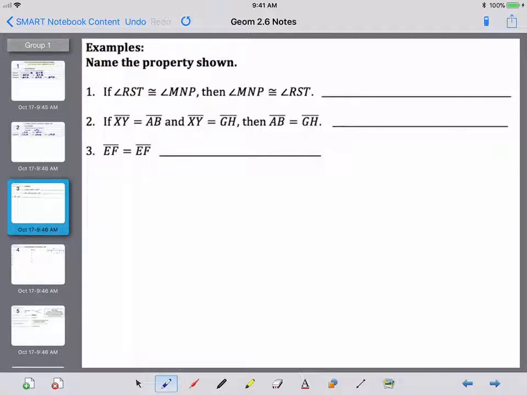All right, so hopefully you gave that a shot and you found that the first property was the symmetric property. The second was the transitive property. And the third was the reflexive property. Okay, if not, make sure you change that in your notes and ask me if you're not sure why. All right, so we're going to look at writing our very first proof, and we're going to do this one step by step together.